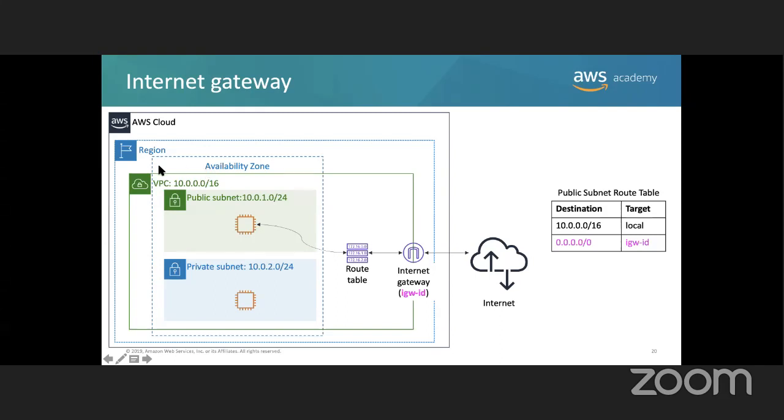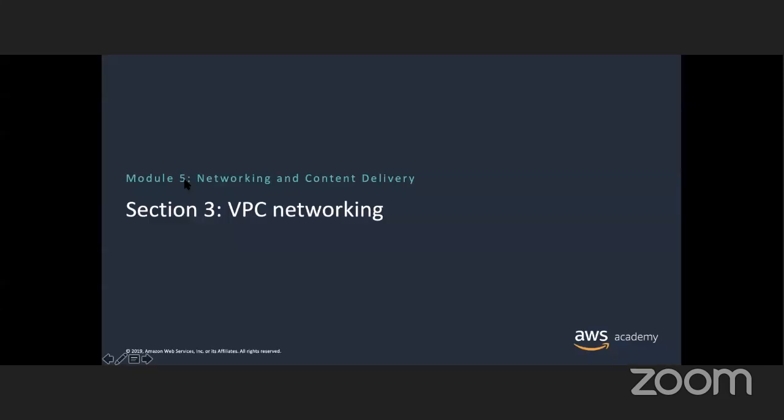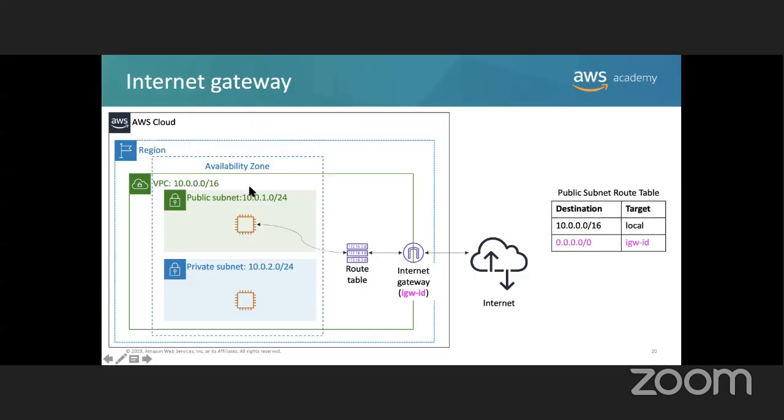Inside the region we have availability zones, and then the VPC. Actually, it's not inside; the VPC is inside the region, and the availability zone is inside the VPC, not the VPC inside the availability zone. And then here we have the subnet, and the CIDR for the VPC, which is /16.